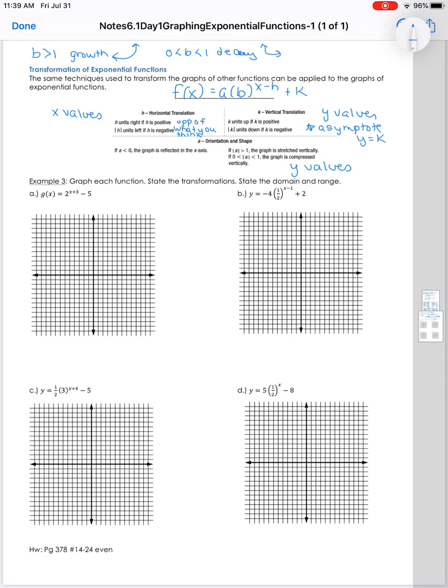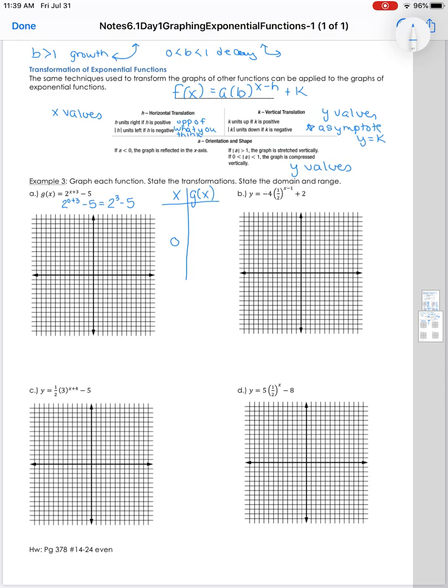So we're going to still try and make a chart. I have x and now I have g of x or y. In the past, we've always just subbed in 0. You certainly can sub in 0. Just be careful though. When you sub in 0, that's 2 to the 0 plus 3 minus 5. Every other time we've just written 1. But in this case, 0 plus 3 is 3. And then we get 2 to the 3rd minus 5.